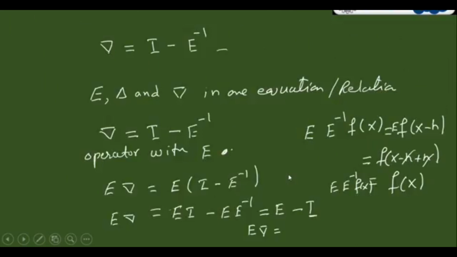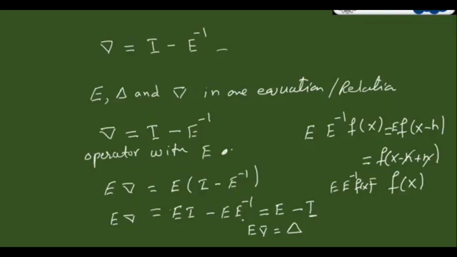So E minus I, which is in this case equal to E times the backward difference operator, is equal to the forward difference operator. So what I can do, I can simply put here the forward difference operator. This is a very interesting equation. In this equation I have connected the shift operator, the forward operator, and the backward operator. So all three of them are connected in a single equation that represents how the shift, forward and backward work. So what does this equation say?